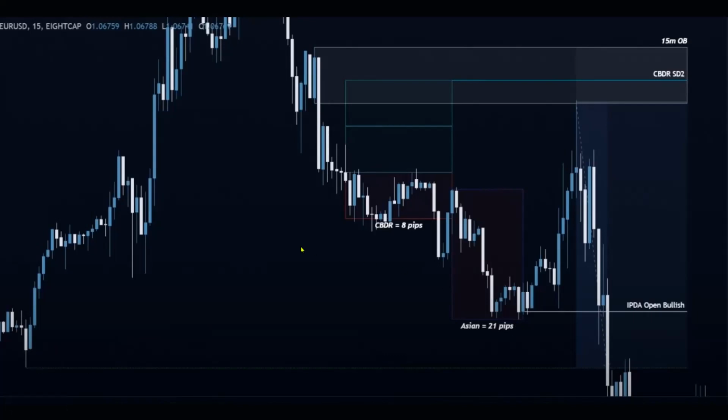So that's our video today on projecting highs and lows and how to use the central bank dealing range to trade during the London session, specifically using USD cross pairs.